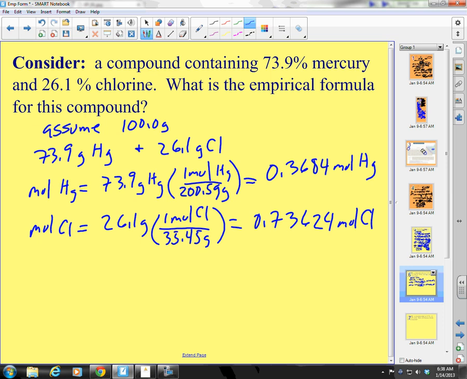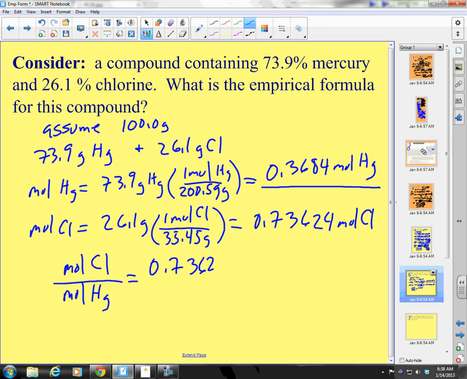Well, I want to set up my ratio. Which one goes into the denominator? Well, that's the smallest one. So I want to set up a ratio of moles of chlorine, it's the bigger one on top, moles of mercury, that's the smaller one on the bottom. And what do I have? 0.73624 moles of chlorine over 0.3684 moles of mercury. Got it?